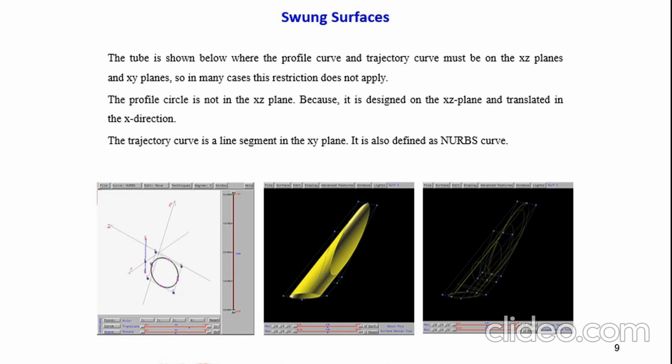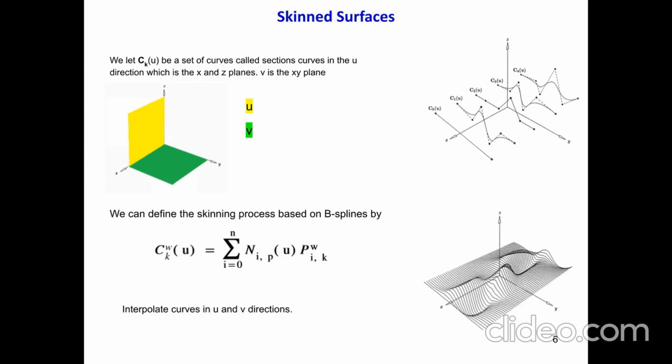Now my friend Jesse will explain the next type of surface curve. Hello, I'm Jesse. I'm going to be talking about the skinned and swept surfaces. We diverge from the idea of swung surfaces and this idea of swinging a curve around an axis.